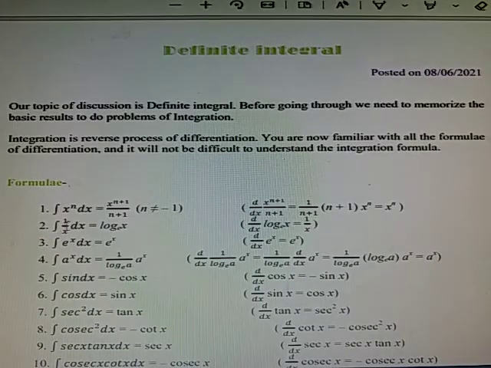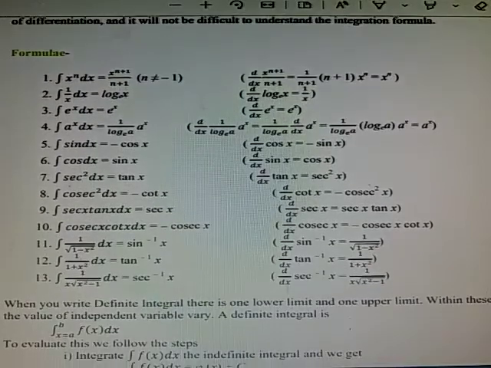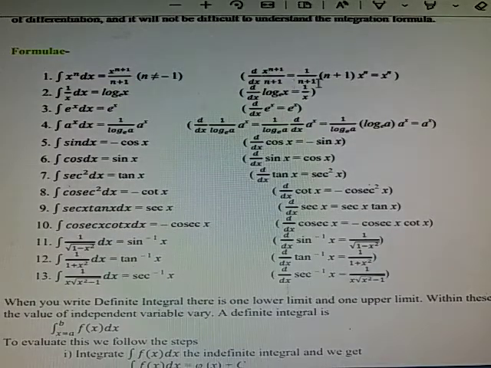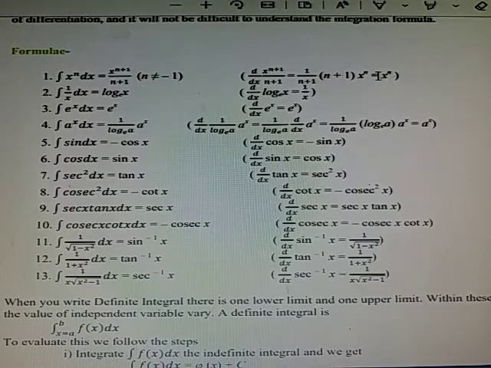And in derivative you have some formulae. These are formulae. Do you see they are familiar? This is d/dx of x to the power n equals n times x to the power n minus 1. We are writing x to the power n plus 1 by n plus 1. So d/dx of x to the power n plus 1 is n plus 1 into x to the power n, and this is divided by n plus 1. So n plus 1 cancels, and it remains x to the power n.